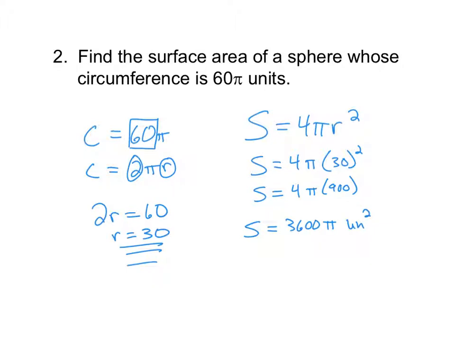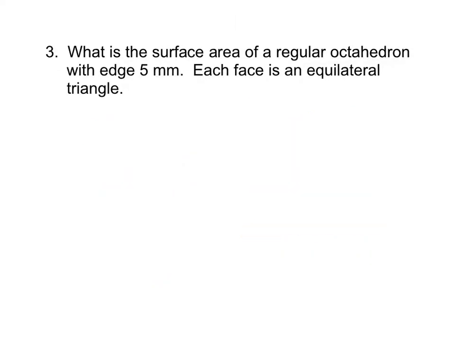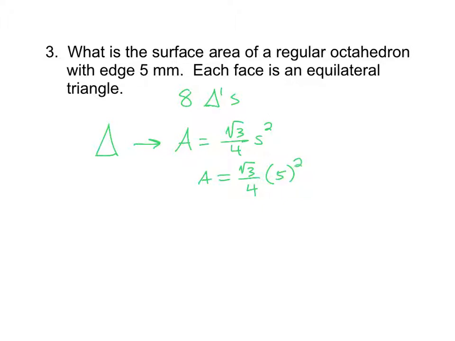And the last sample problem is, what is the surface area of a regular octahedron with edge 5 millimeters? Each face is an equilateral triangle. Well, we kind of talked about this before. If it's an octahedron, I have 8 triangles. So the area of the triangle is going to be the square root of 3 over 4 times s squared, because they're equilateral triangles, and that's our formula. So I'm going to have the area equals radical 3 over 4 times 5 squared, because each edge is 5 millimeters. So when I multiply that, I'm going to get the area equals 25 radical 3 over 4.